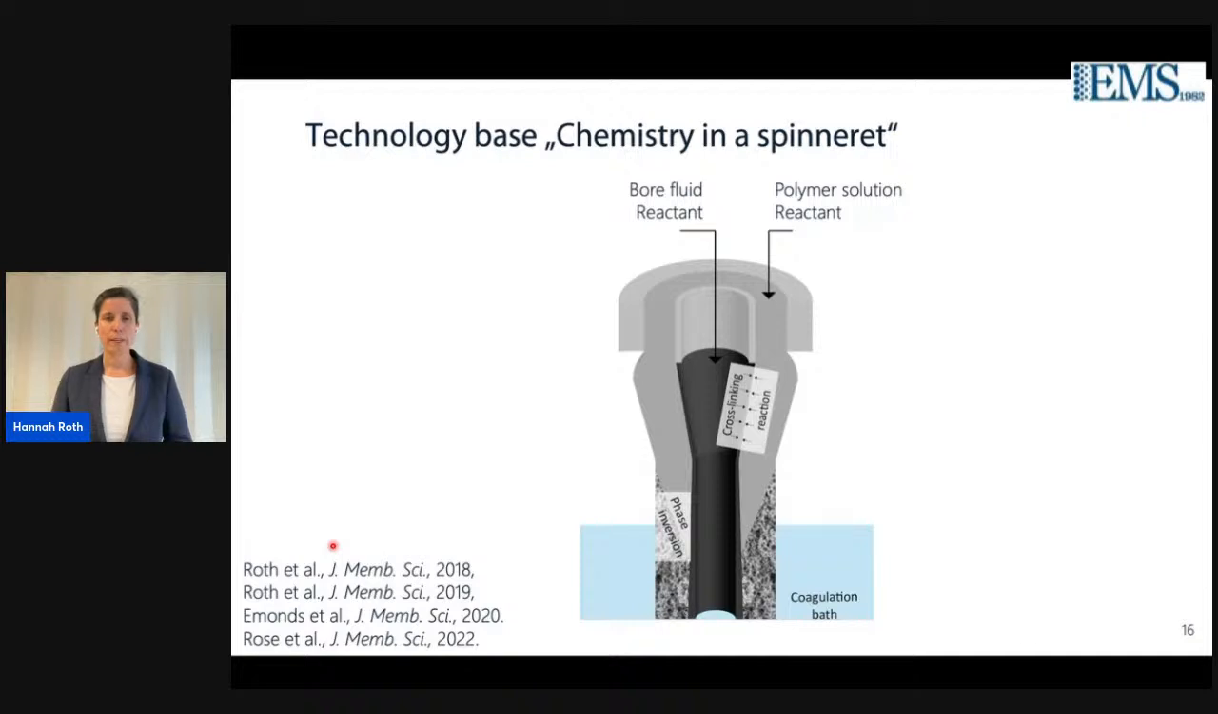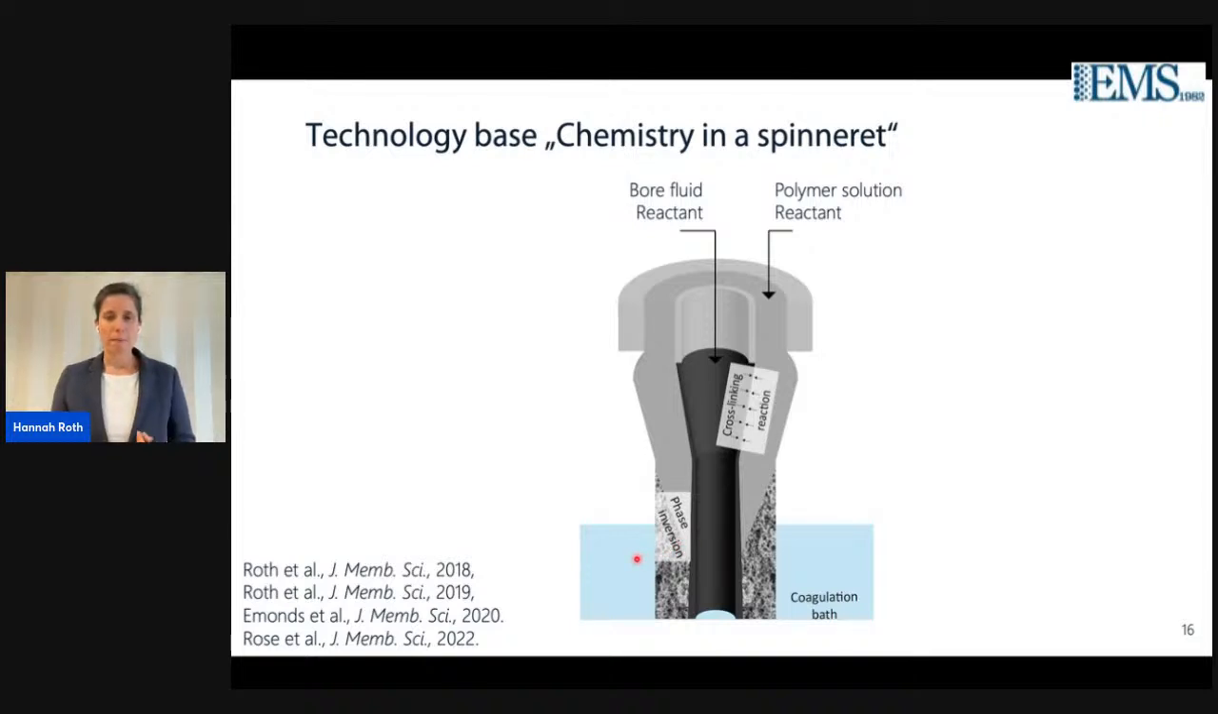And what we did is we added a reactant to the bore fluid and another reactant to the polymer solution, which then react at the interface of the bore fluid and polymer solution after the spinneret. And at the same time that this cross-linking reaction is happening, phase inversion is also started by coming into contact with the non-solvent from the bore fluid and the coagulation bath.